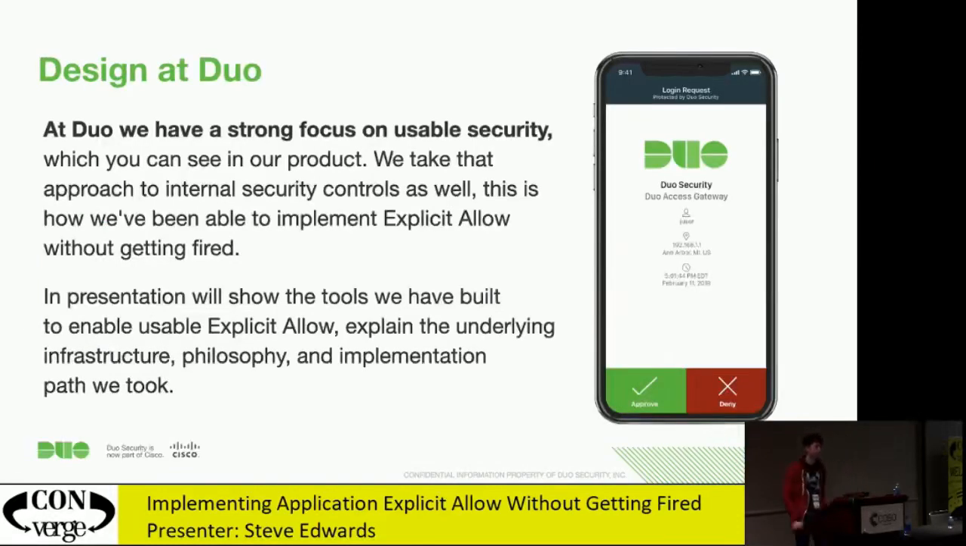So, design at Duo. At Duo, we have a strong focus on usable security. You can see that in our product. People actually like to interact with it. We've taken those principles of user-centric design and applied them to explicit allow. That's the reason we could roll out something as restrictive as these principles without seeing a lot of backlash from our end users or our system administrators. In this presentation, I'll show you some of the tools that we've built, explain the underlying infrastructure, and the philosophy that we took in our approach to implementing this at Duo.